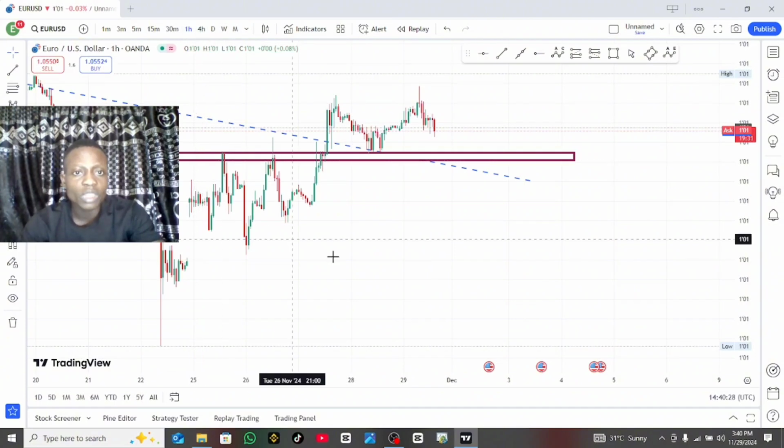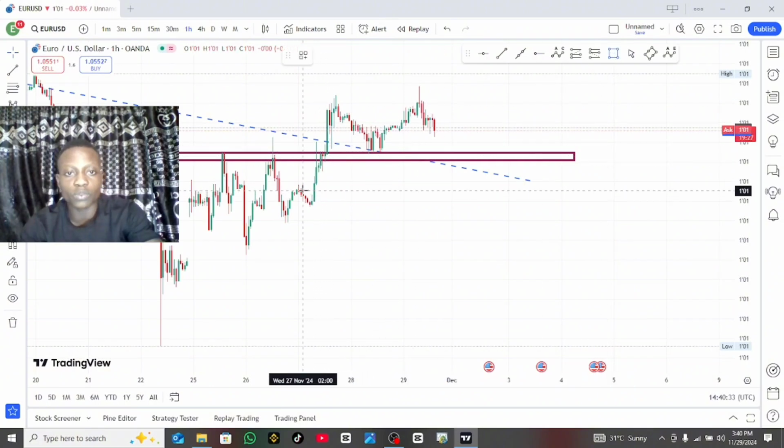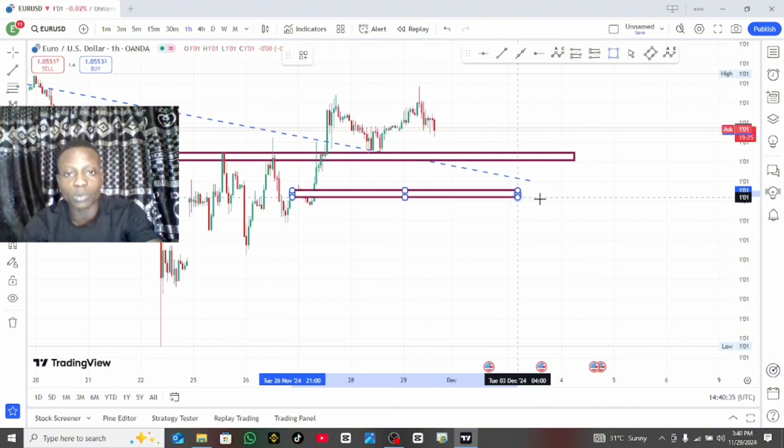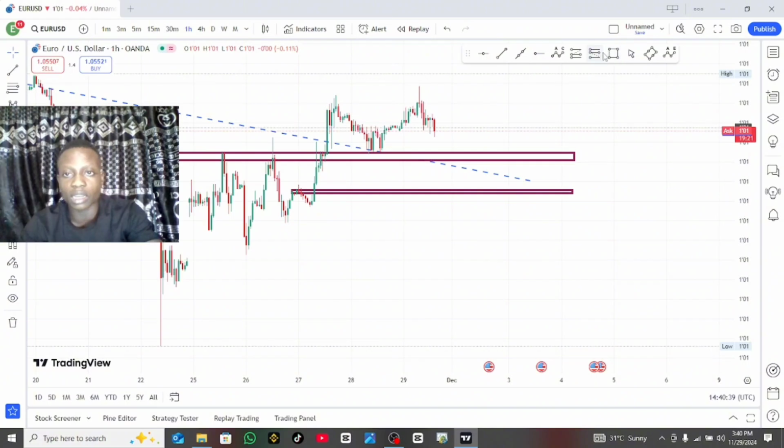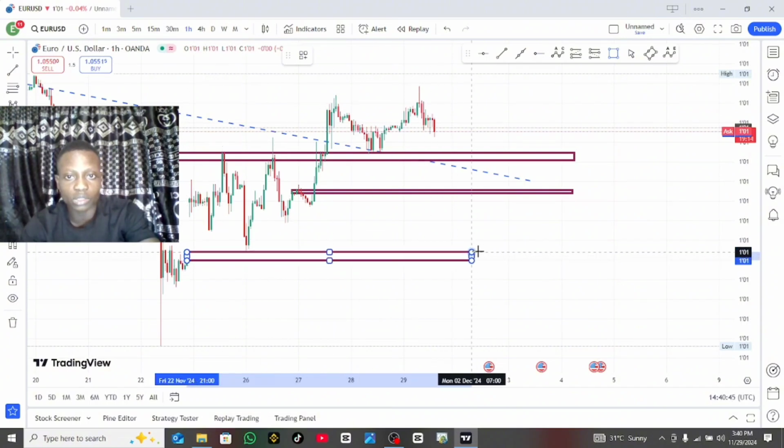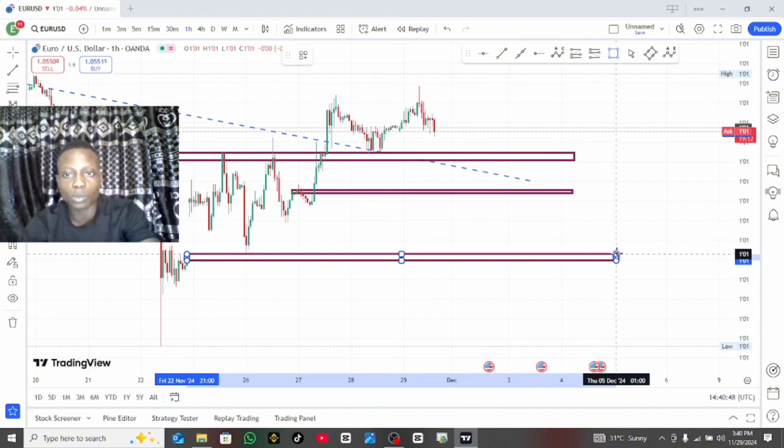Then another support level is around here. Let me mark out all the support levels where the market will react from. Another support level is around here. Then there is another one again down. There's another support level down here that the market might come down to respect.